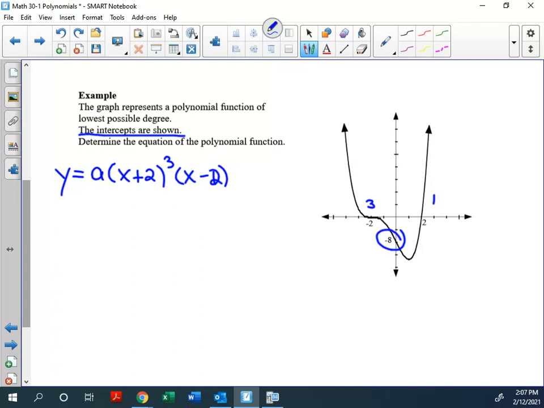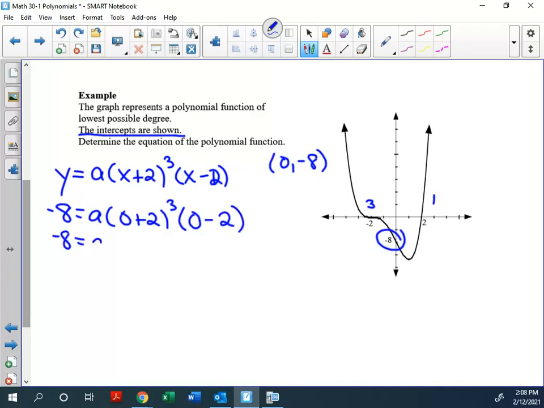So now that I have an explicitly shown point, it's the only thing indicated. I know that for sure. I can plug it in. So negative 8 will equal 8. It's negative 2. So A will equal one half.